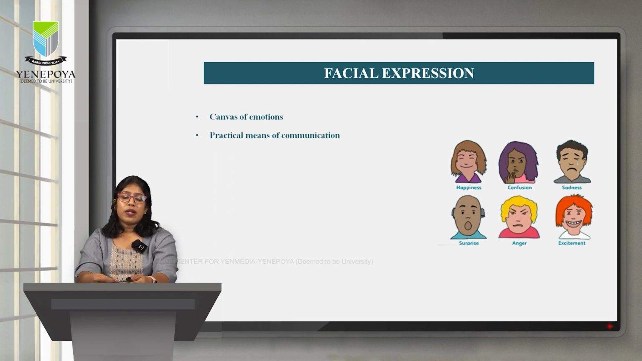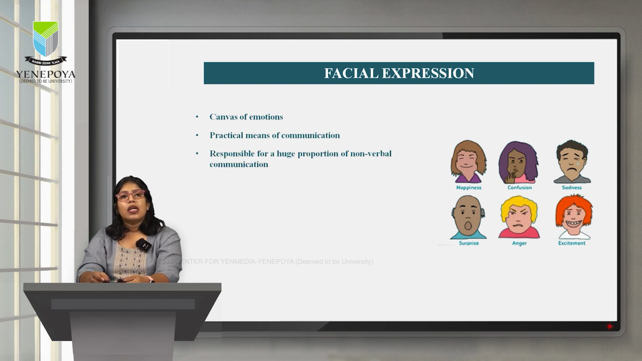Through facial expressions, it becomes a practical way of communicating what you are feeling, what you are going through. So ensure that your practical means of communication, your facial expressions, are in sync with what you are feeling and what you are speaking. It is responsible for a huge proportion of non-verbal communication.